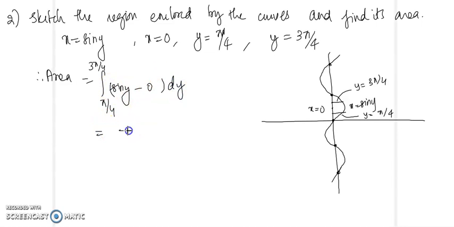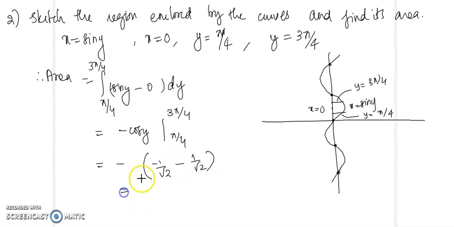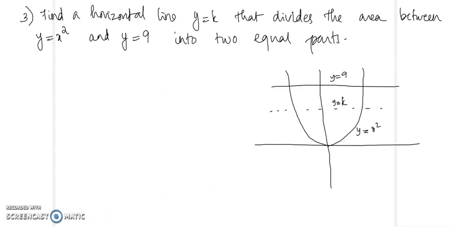So the integral will be minus cos y from pi by 4 to 3 pi by 4. So that is minus, so cos 3 pi by 4 is minus 1 by root 2, minus 1 by root 2. So that will be 2 by root 2. So the area is going to be equal to root 2.